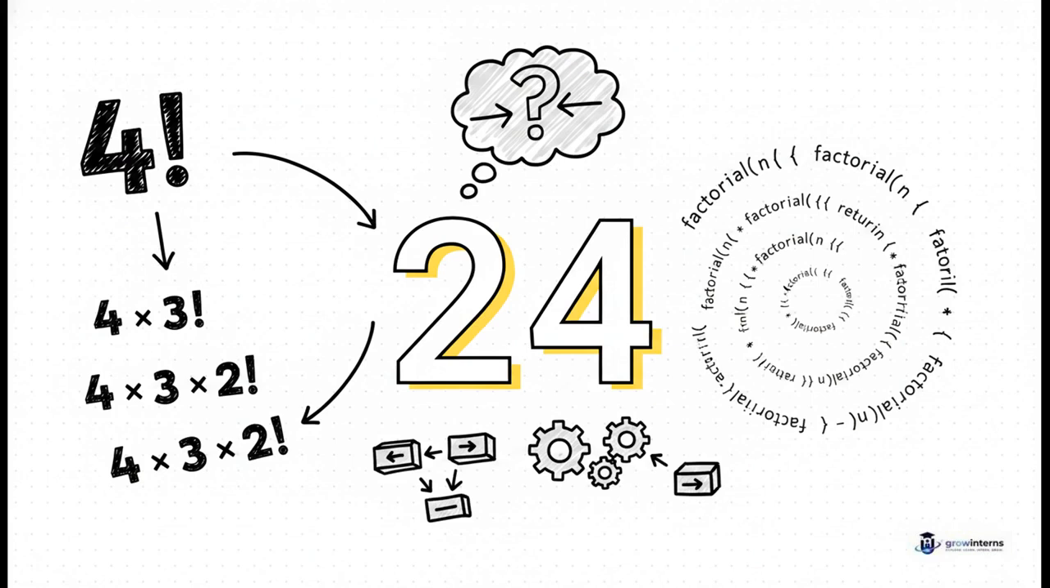But listen to how you can define it. The factorial of 4 is just 4 times the factorial of 3. See that? The definition refers to itself. That self-referencing pattern is a huge flashing sign that says, hey, try recursion here.